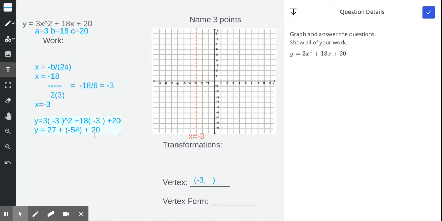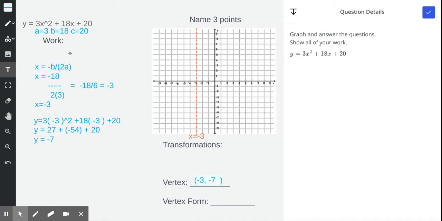Now, I know I'm right. I'm always looking for the happy face. I know I'm right when this doubles to get that, and they're different signs. So when I simplify this, I'll have to think about this kind of hard. 27, 54 makes negative 27. Okay, so negative 7. So I know that my y value, my vertex, is negative 7.